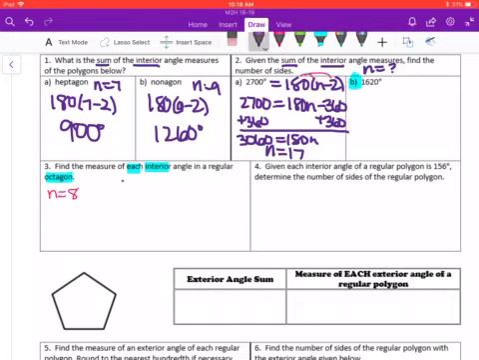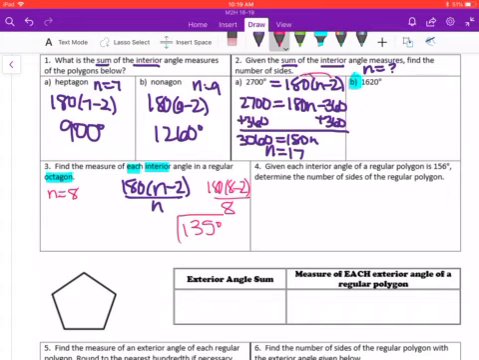So that means we'll be doing 180 times n minus 2 all over n, right? Because we only want one of them. So you're going to substitute it in, 180 times 8 minus 2 all over 8. So it should be 180 times 6 over 8. And if you do that, you should get 135 degrees. That means each interior angle of an octagon is 135.